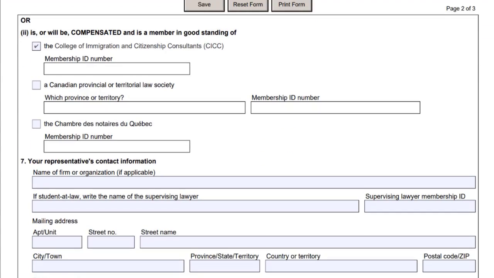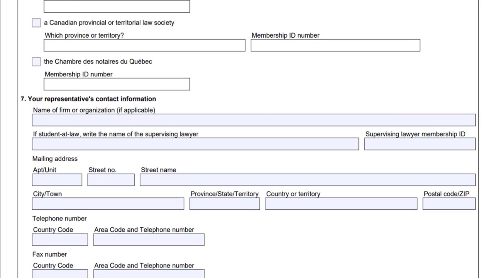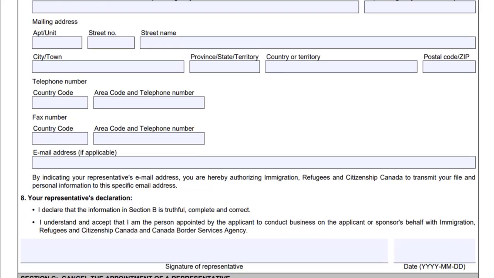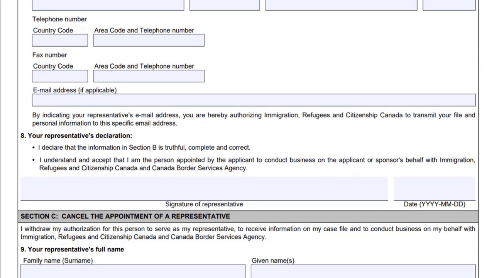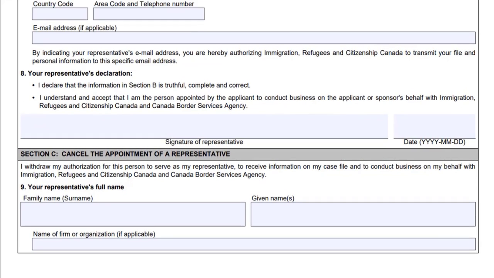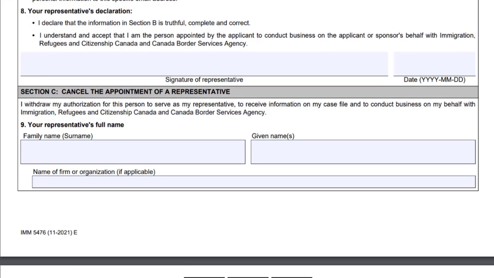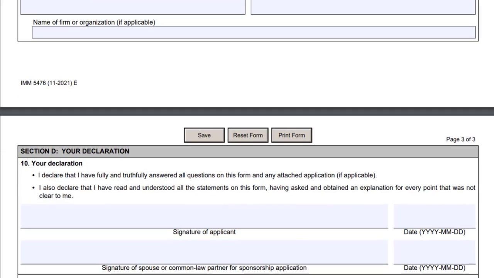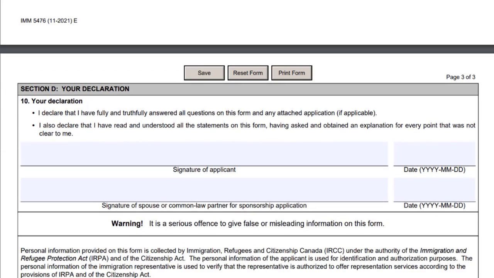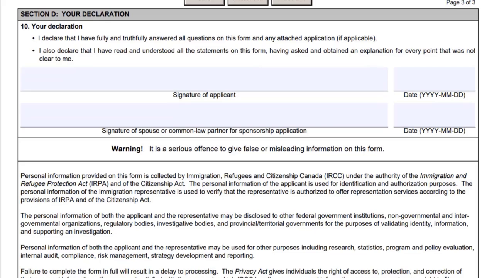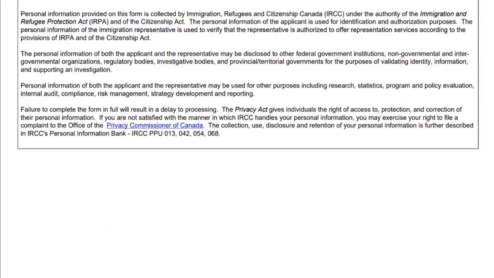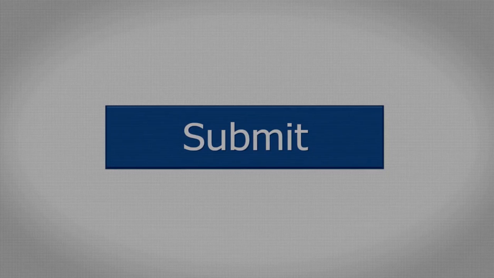After submitting the application, the appointed representative may act on behalf of the applicant with Immigration, Refugees and Citizenship Canada, IRCC, and the Canada Border Services Agency. Only one representative is allowed per application, and appointing a new representative revokes the authority of the previous one. The form is also used to update representative contact information, cancel an appointment, or appoint a new representative. Submit the completed form with the visa application.